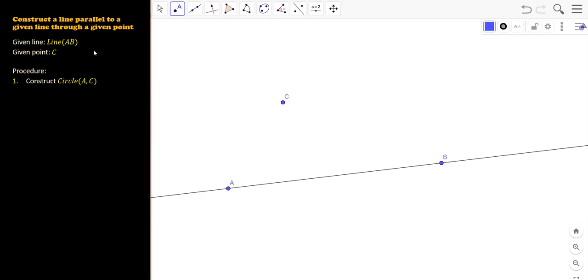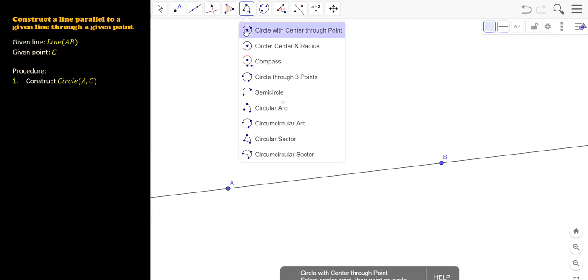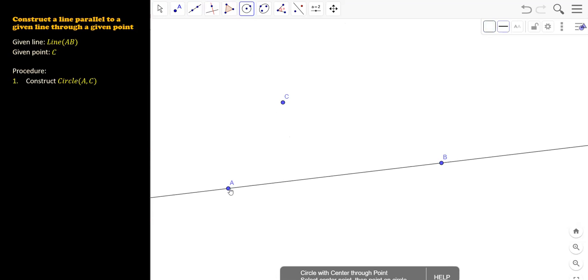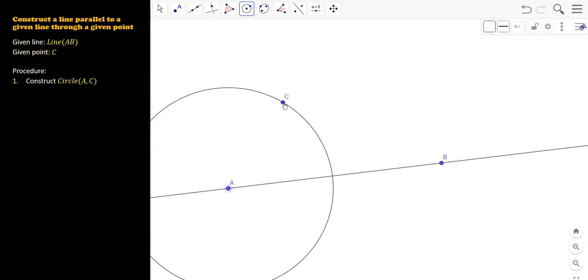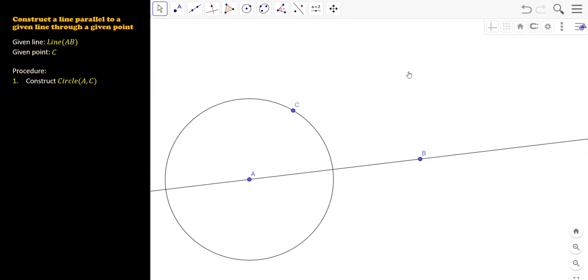we're going to construct circle AC. So my notation for this is that A is the center of this circle and C is a point on the edge of the circle. So to do that, circle with center through point. So there's center at A, edge at C. And maybe I could zoom out a bit. There we go. So we could see the whole circle. You don't necessarily have to sketch the whole circle. You probably only need to sketch the half of the circle that's on the same side of the line as C. But we'll draw the whole circle here.